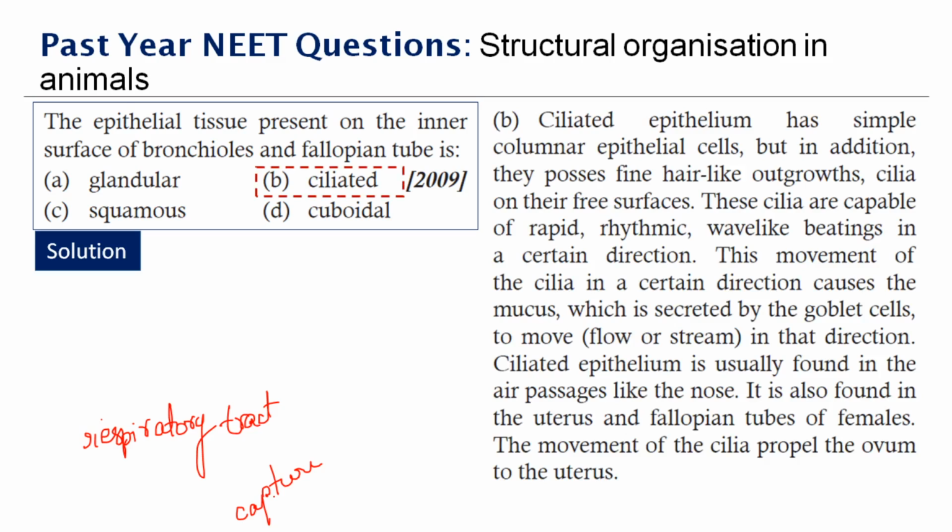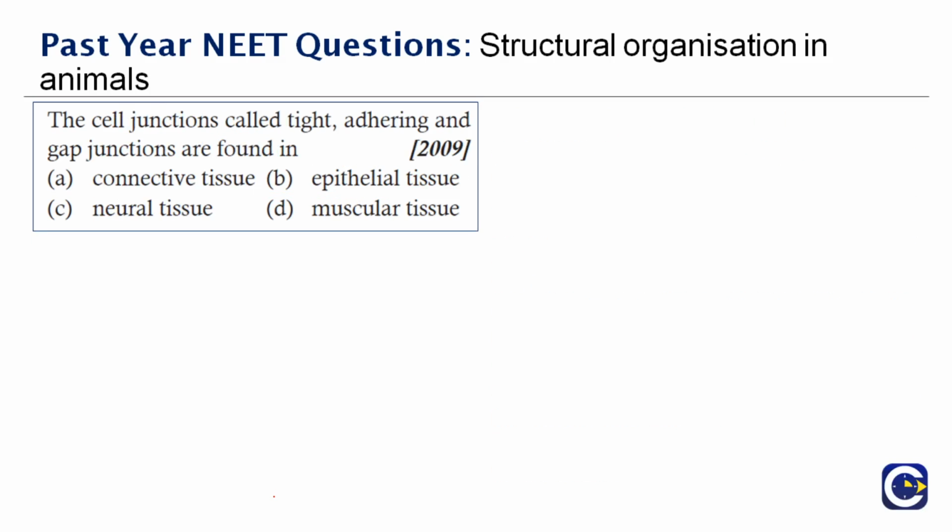Okay, let's move to the next question here. The cell junctions called tight, adhering and gap junctions are found in dash. So we have junctions. What does a junction do? It will connect. That is the main function of a junction. We have junctions for the connecting purpose. So where do you think they will be found? Since they are connecting ones, it is not that they will be present in the connective tissues. In this case, they will be present in the epithelial tissues.